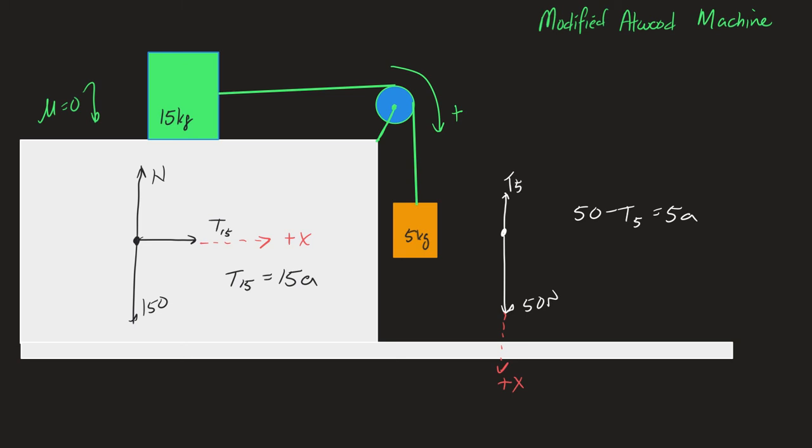I'm done. Are you done? Does yours match mine? You should look. It wasn't hard. I didn't do the Y direction on the box on the table. I know it's not accelerating upwards off the table or downwards into the table. I think I can ignore that. If there's no friction, I don't have to worry about the normal force. I labeled this tension T15. It acts on the 15 kilogram box. I labeled this tension T5. It acts on the 5 kilogram box.